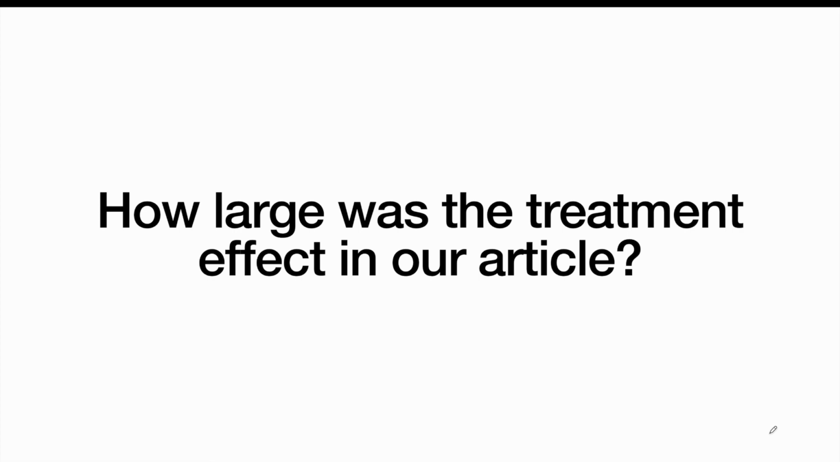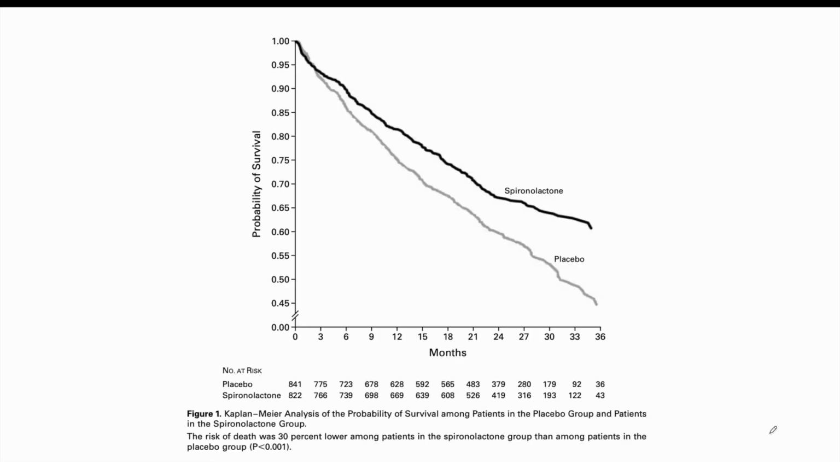So how large was the treatment effect in our article? First of all, we have this great curve. It's called a Kaplan-Meier curve. And this is an analysis of the probability of survival among patients in the placebo group and patients in the spironolactone group. So we can see our patients in the spironolactone group over here, our patients in the placebo group, and this is the probability of survival as we go up on the y-axis, and the time is as we go out on the x-axis.